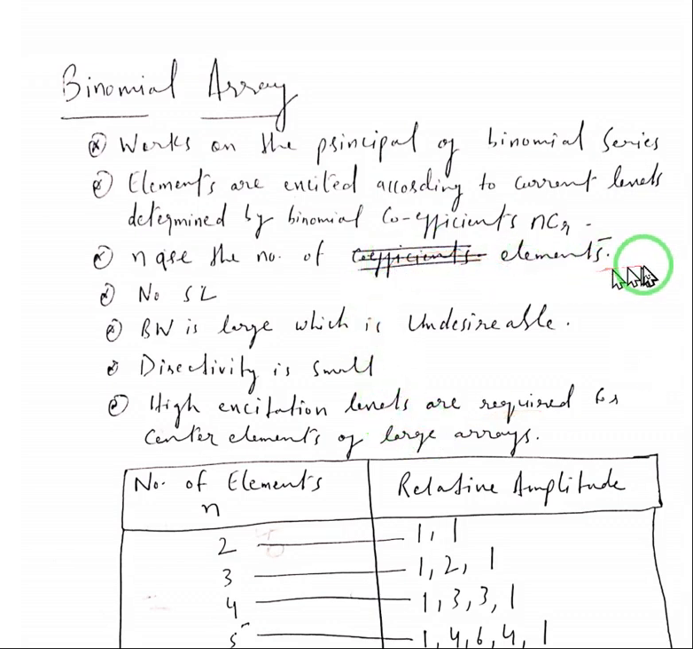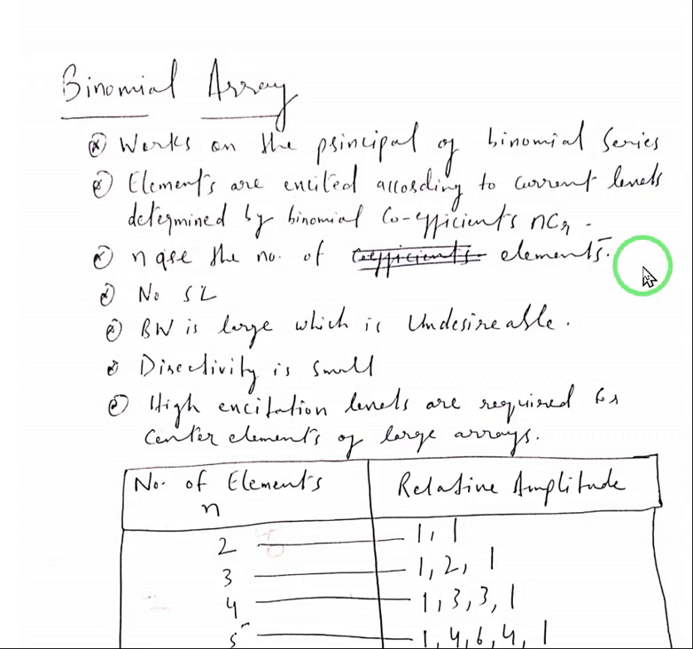Elements are fed according to the current level determined by the binomial coefficient, that is nCr. Here n is the number of elements. No side lobes are created, which is the basic advantage of this binomial array antenna. But the beam width is large, which is undesirable, and not suited for point to point communication.